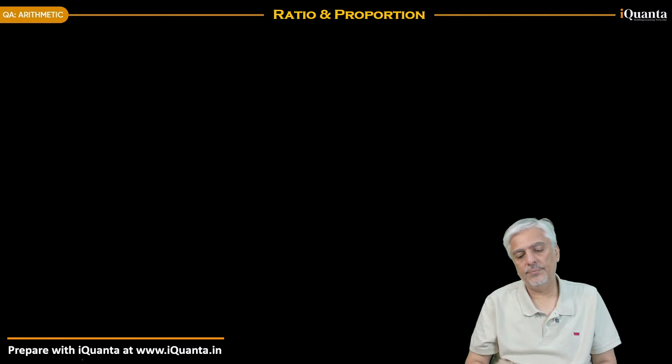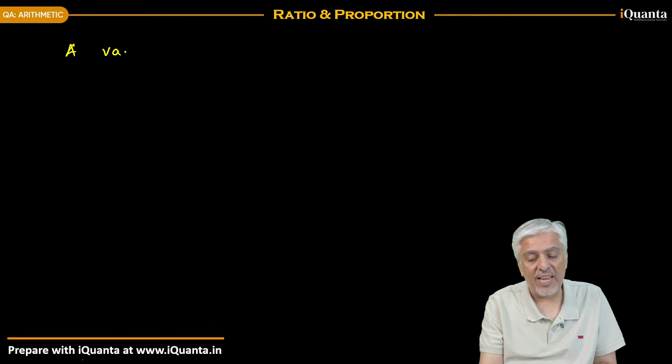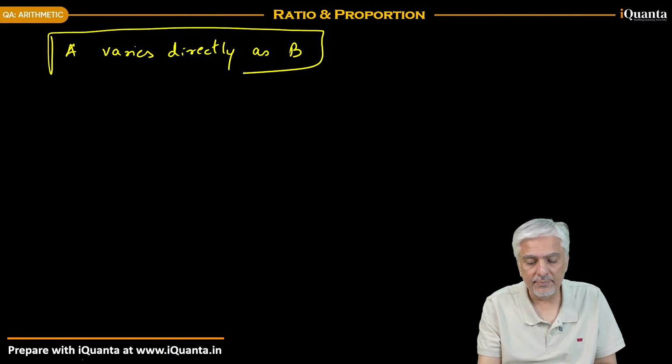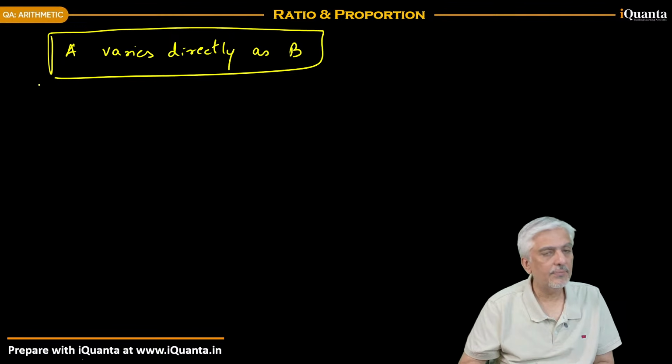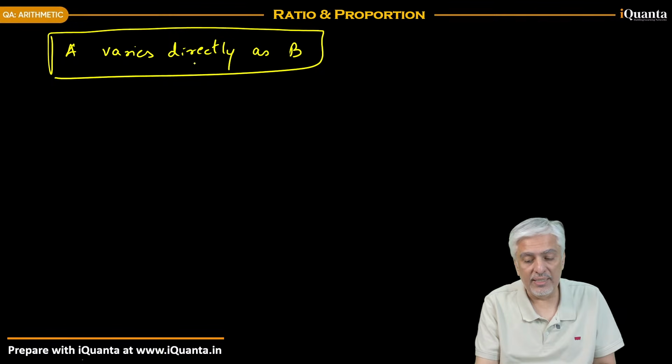Next concept. When I say A varies directly as B, what does this mean? When I say A varies directly as B, इसका मतलब क्या होता है? The word directly is important over here.